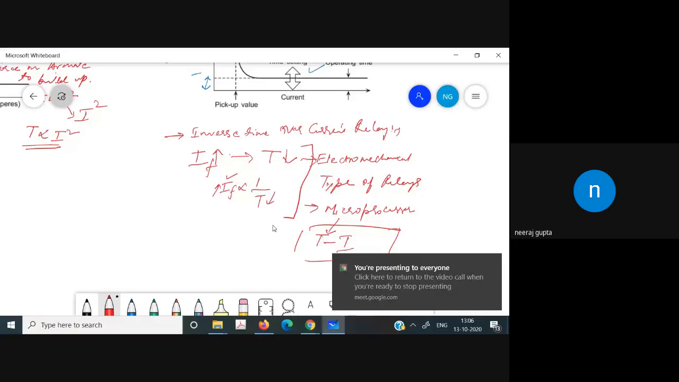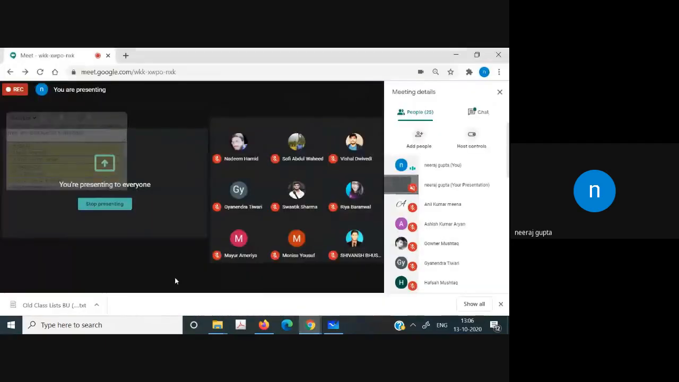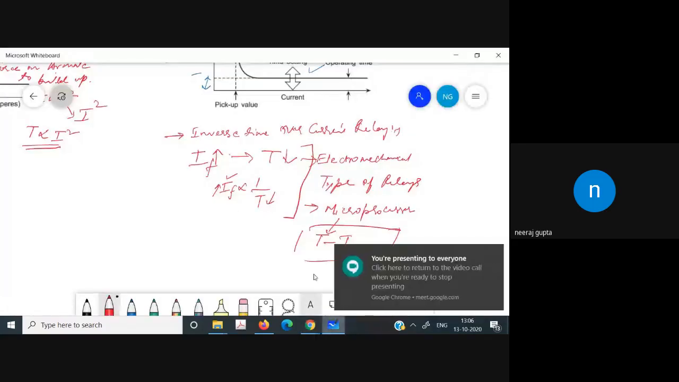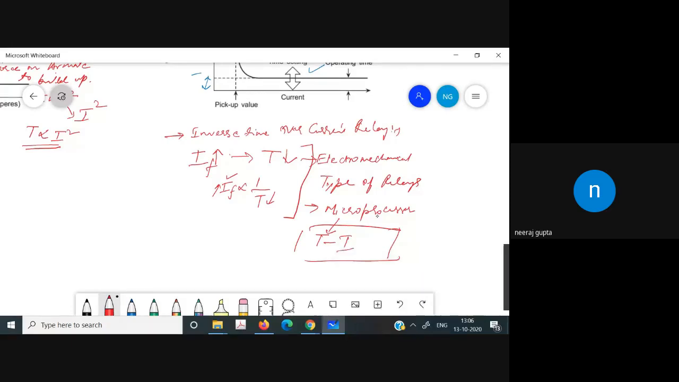So with the invention of the microprocessor, we can realize any type of time current characteristics, and as a result, any kind of relay can be obtained out of that. So this is about the inverse time over current relay.